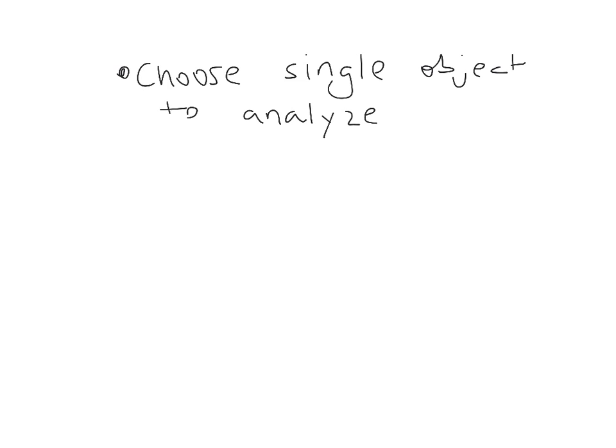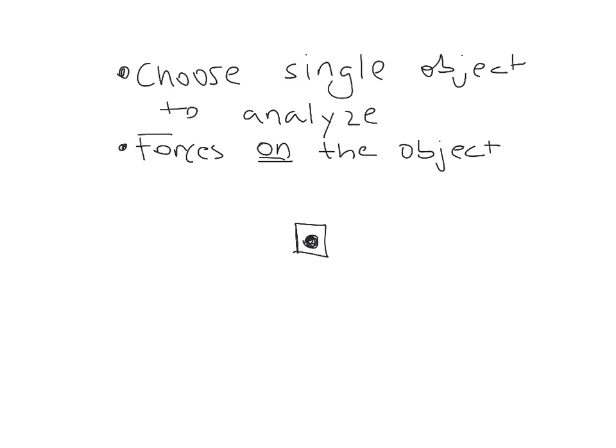So we choose a single object to analyze, and then we draw a large dot or a box, either way, to represent the object. And then we draw one vector to represent each force that acts on the object. So our free body diagram always only includes forces on the object. This is because everything that exerts a force on the object is going to determine how the object moves. The forces that are exerted by the object are things the object is doing to the outside world, not things that are causing it directly to move. So we only put forces on the free body diagram that are forces on the object.